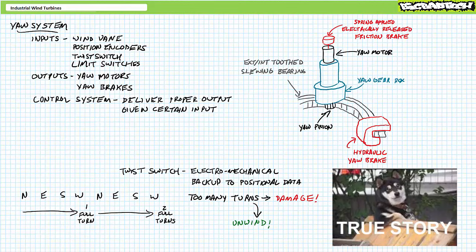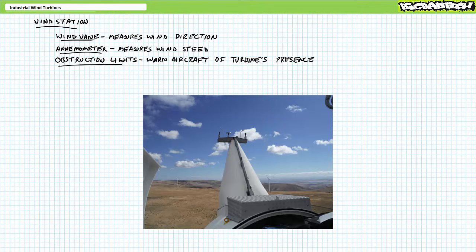True story. Two of the most critical inputs for a wind turbine yaw control system are housed in a wind station at the top of the nacelle. These are the wind vane and anemometer. The wind station additionally includes obstruction lights. The obstruction lights aren't sensors critical to the yaw system, but since they're mounted in the same vicinity as the wind vane and anemometer, we may as well discuss their role while we're here.